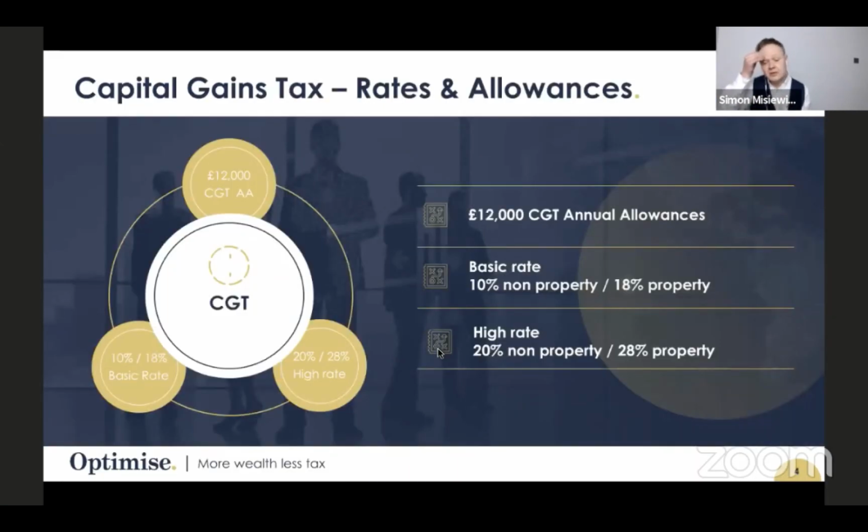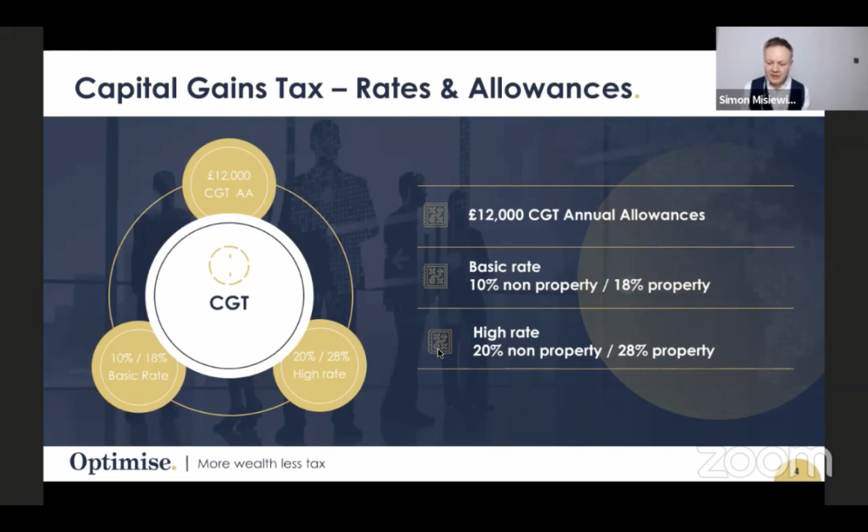So the first thing I would like to say, just to bring to your attention more than anything else, is that everyone can make a £12,000 capital gain and not be taxed on it. So every individual can get that. We'll talk through an example like that. So that's the CGT annual allowance. £12,000 gain will not be taxed at all.